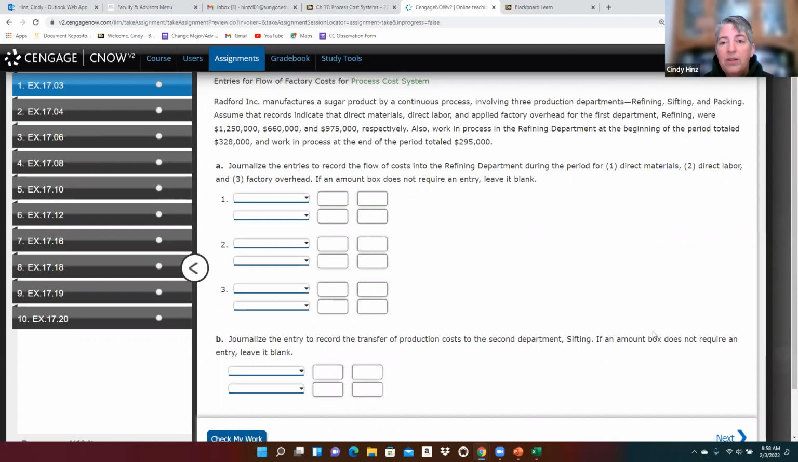Assume that records indicate that direct materials, direct labor, and applied factory overhead for the first department were, and it gives us those amounts. Work in process in the refining department at the beginning of the period totaled, and then the end of the period totaled. So they've defined for us the 3 steps: refining, sifting, and packing. And they've given us information about what happens in the refining account. So I want to explain something for now.